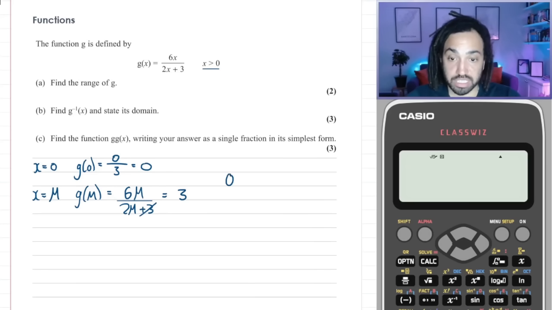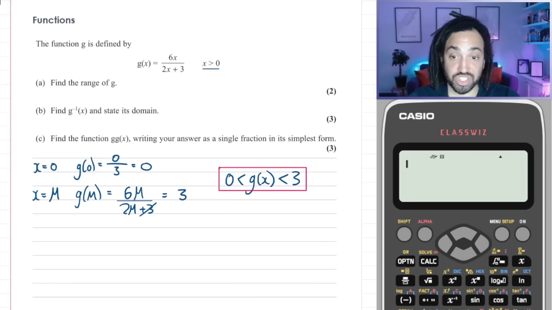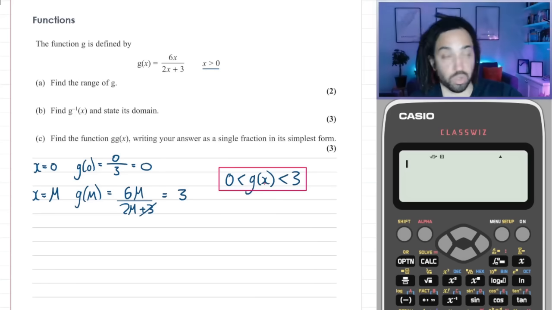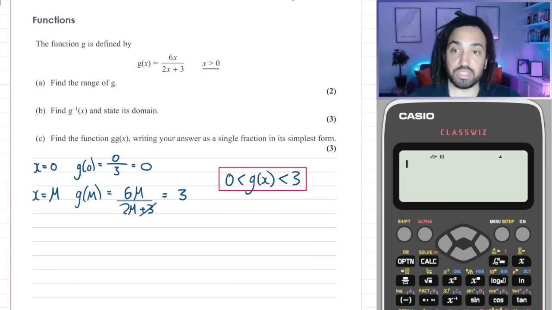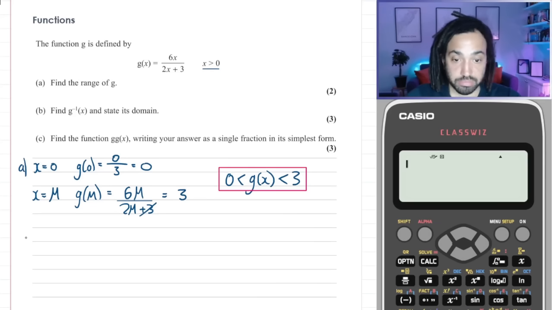So our answer is going to be that it is between 0 and 3, where we can't equal either of them. Now once again, it's important to write it as g of x. If you put x there, then you're not going to get the correct answer, I'm afraid. So you have to put g of x there. Okay.